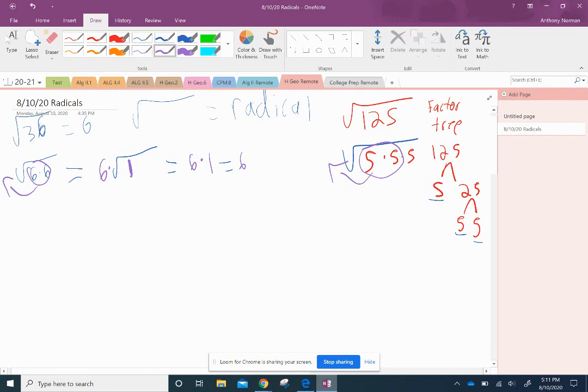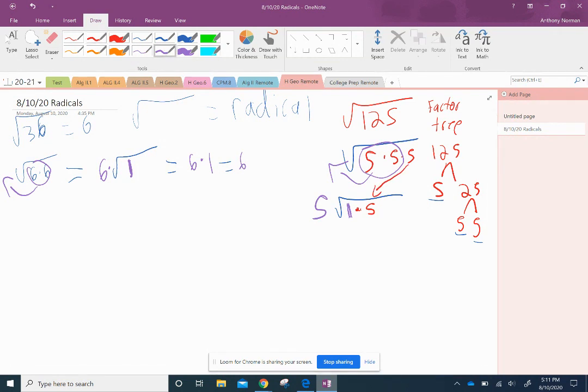He needs a partner to get out. Well, one 5 made it. The other 5 didn't. He's stuck in there, in solitary confinement. And the lonely 5 is still in there. It didn't have a partner, so it just comes down.